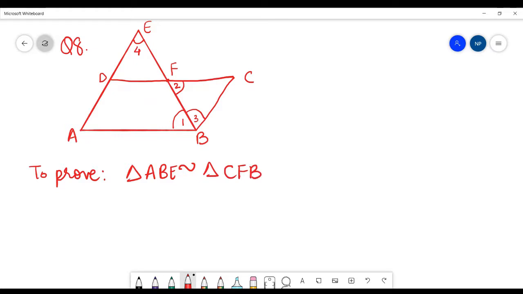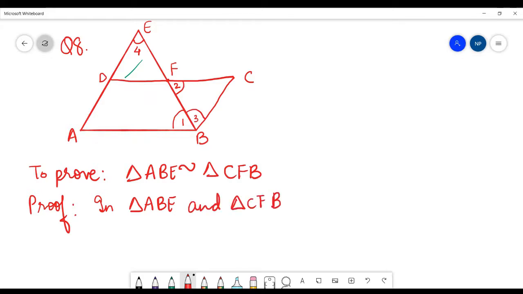Now let us see which two triangles we're talking about. Triangle ABE, this bigger triangle, is similar to triangle CFB. Where is CFB? Here. This smaller triangle. Okay? Is that clear, children? Let us begin with the proof. We will write, in triangle ABE and triangle CFB, we have angle 1 is equal to angle 2.